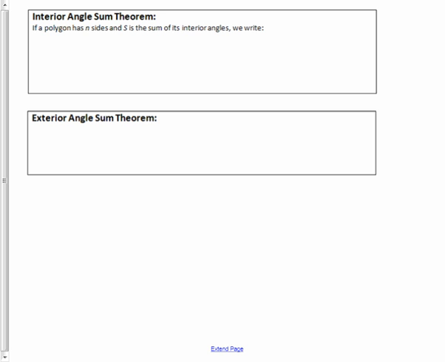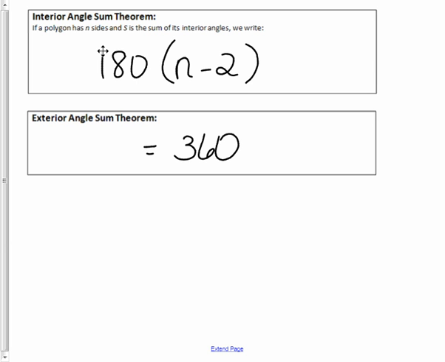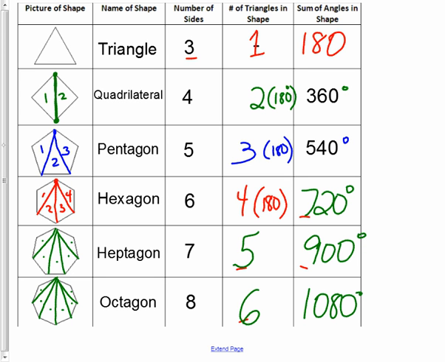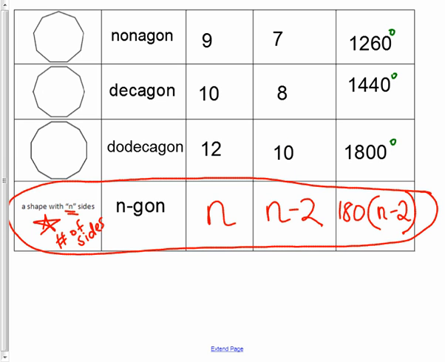Okay, so now let's talk about the interior angle sum theorem. If a polygon has n sides and S is the sum of its interior angles, this is the rule we were just talking about: S = 180 times (n minus 2). The exterior angle sum theorem means that all of the exterior angles in any shape would add up to equal 360. Because the more and more sides you have, the more and more it starts to look like what shape? What shape does this almost look like?